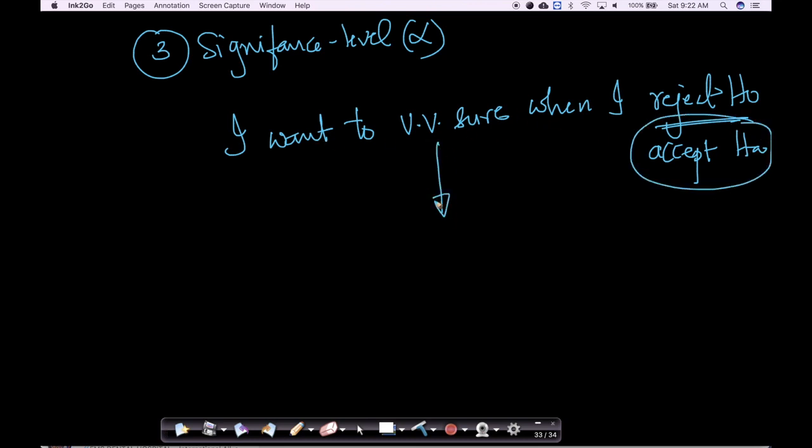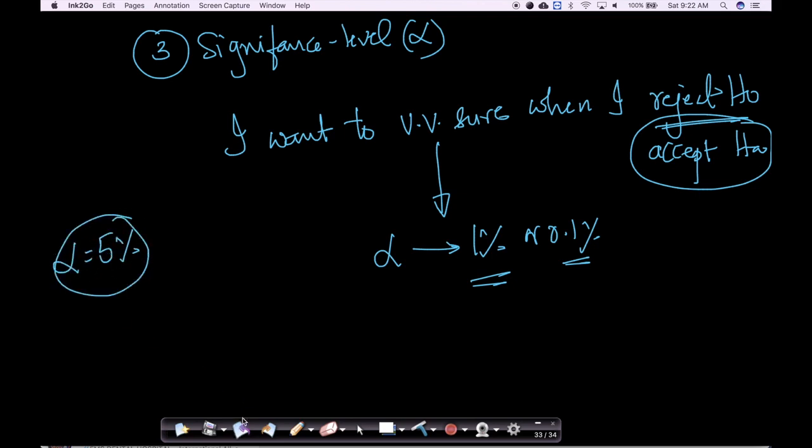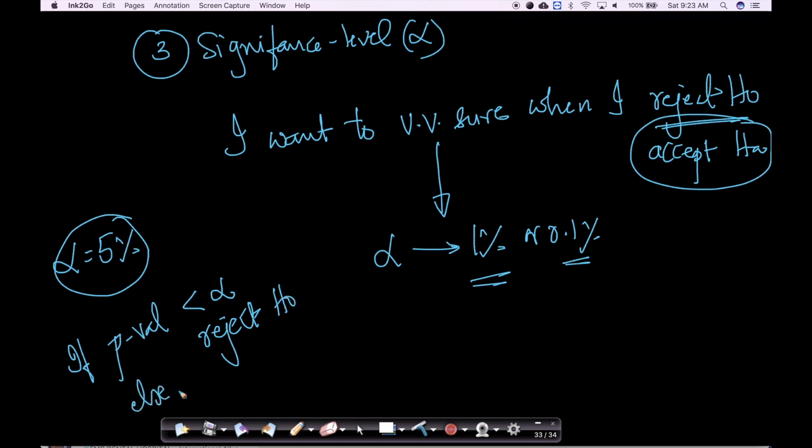When I want to be very sure, and when there are lives at stake, I tend to take very small values of significance level. Typically in medicine, they take values like 1% or even 0.1%, when there could be negative impact because of the medicine. In general, the significance value typically taken in hypothesis testing is 5%. When your p-value is less than your significance level, you reject your null hypothesis, else you accept your null hypothesis.